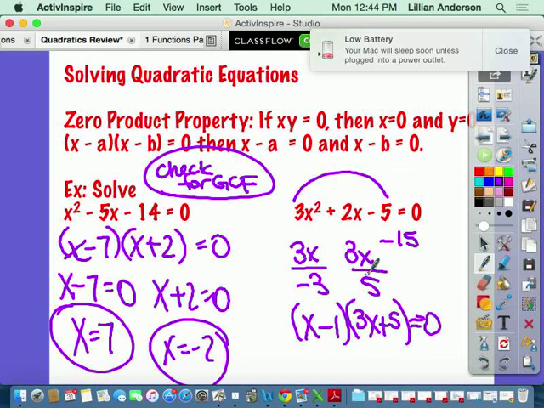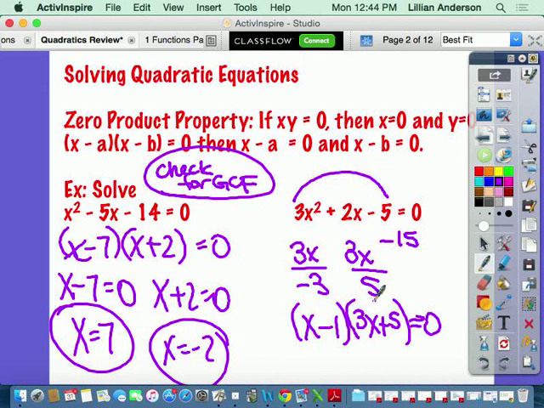You remember this? This is called the California method. So you put the a on top of both of your fractions, and then you reduce. 3x over negative 3 is x minus 1, and 3x over 5 does not reduce, so you get 3x plus 5, and that's equal to 0. Then from there, you set both factors equal to 0, and you get your solutions.